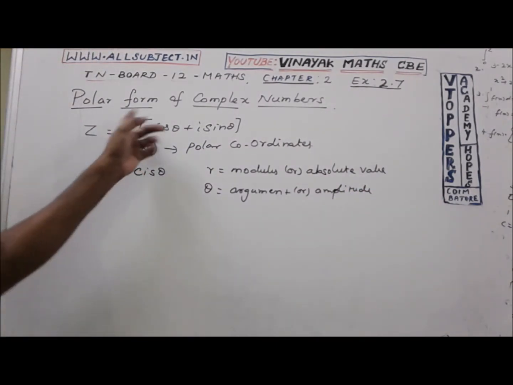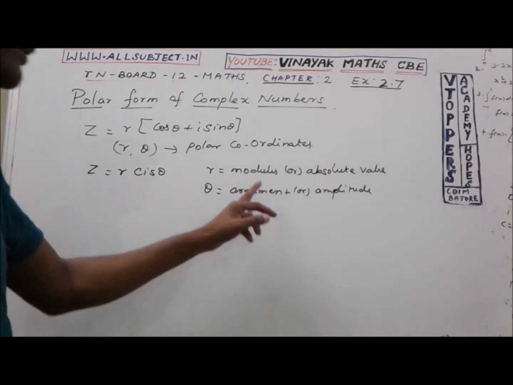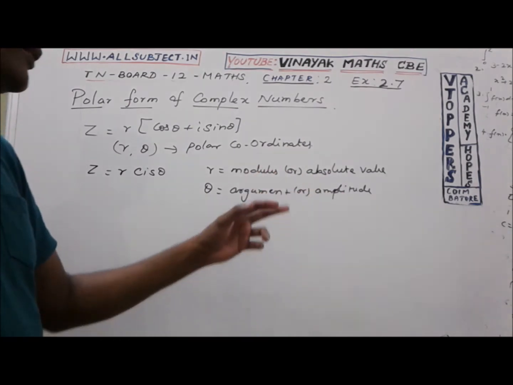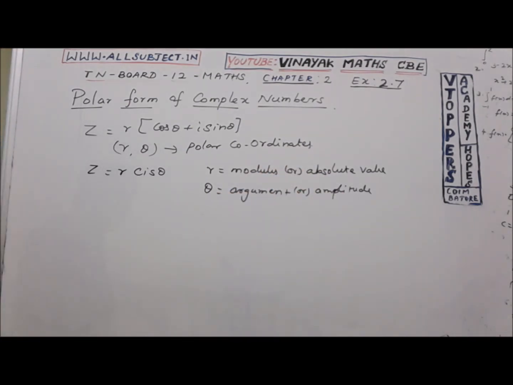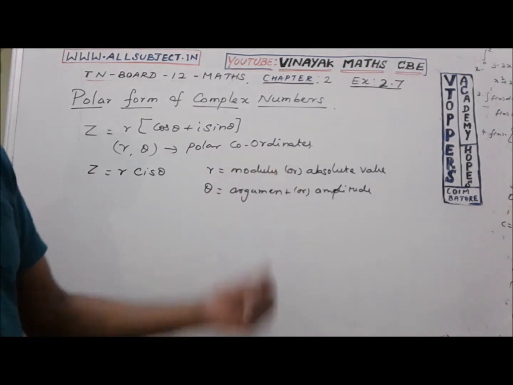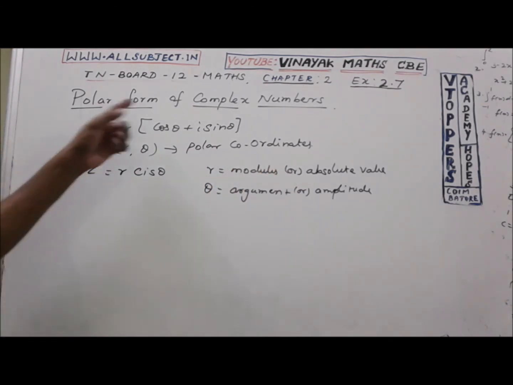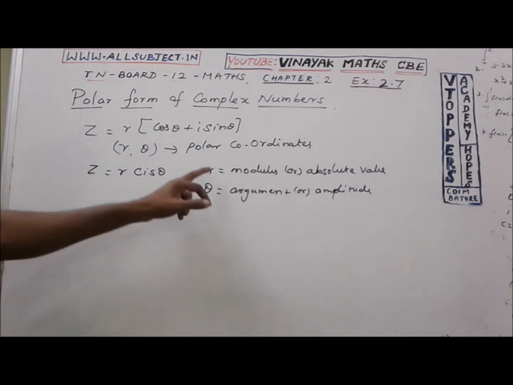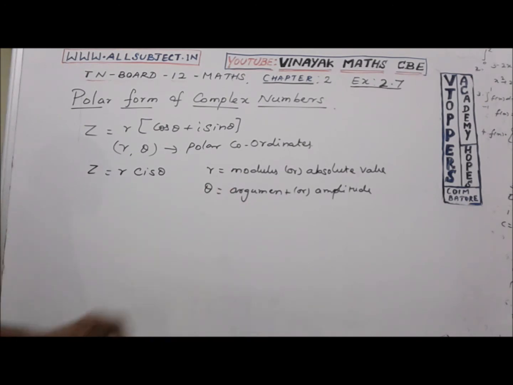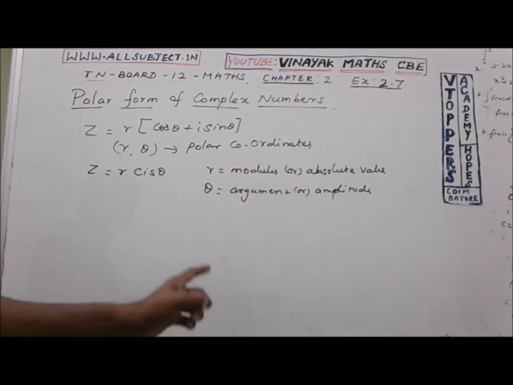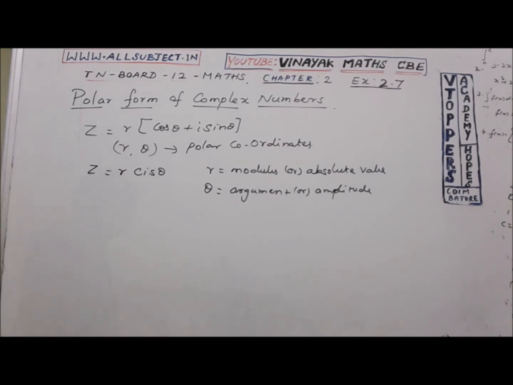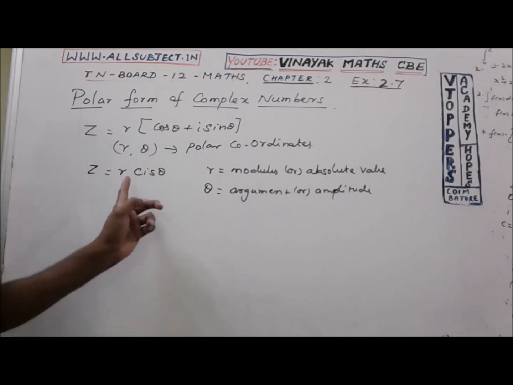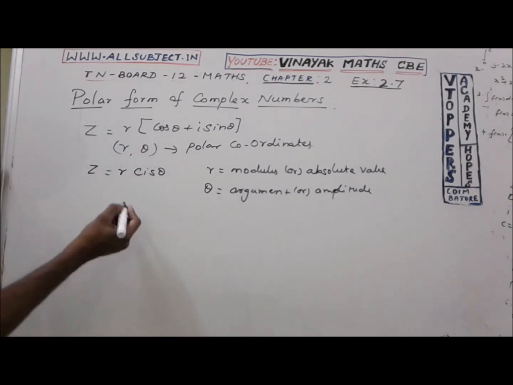So this polar form is also known as modulus and argument form, or modulus and amplitude form, or absolute value and amplitude form, or absolute value and argument form. Usually the modulus and argument form will be given. Here r is the modulus, theta is the argument. r is the distance from the origin to the complex number, and theta is the angle made by the complex number with the positive direction of the x-axis. So in short, we can write it as z equals r cis theta.